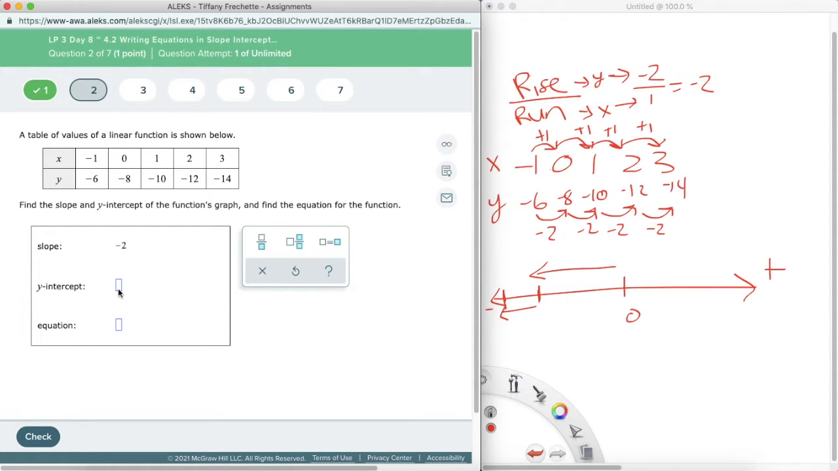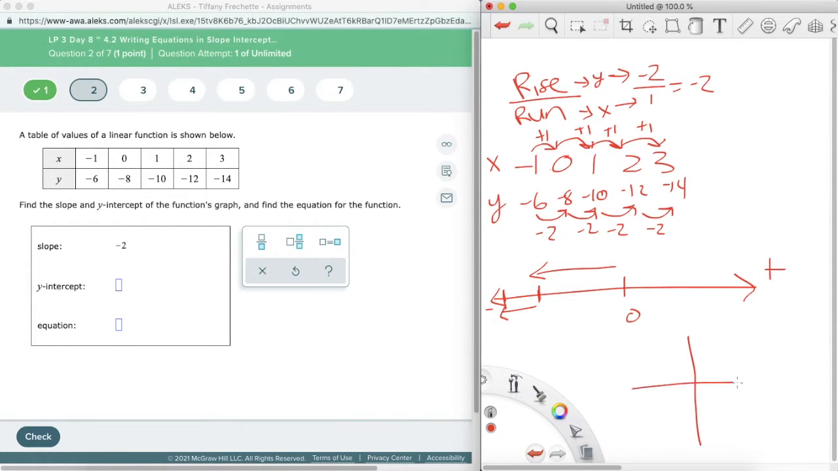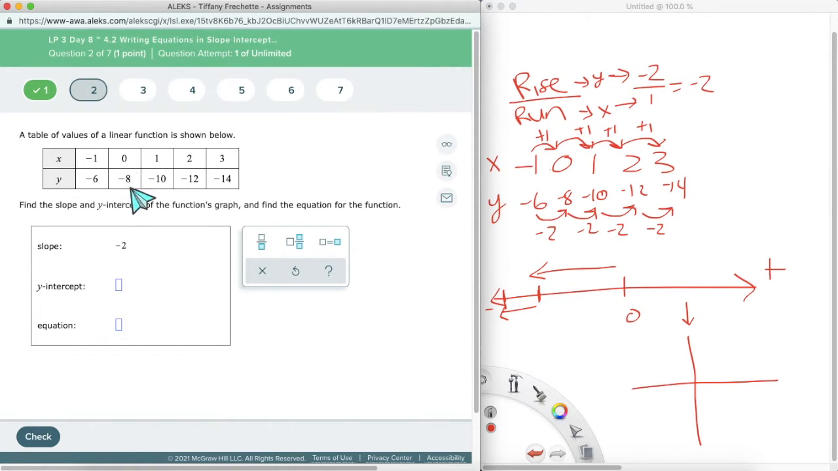And then my y-intercept, if I'm thinking about a coordinate grid here, I want to know where it crosses this line. That's the y-axis. That's what we call the y-intercept. So that means that x should be 0. I didn't go right or left. I'm right on top of the 0 line for x. I just went up or down for the y-intercept. So I want to go to my table here and say, here's my 0 for x, so my y-intercept is negative 8.